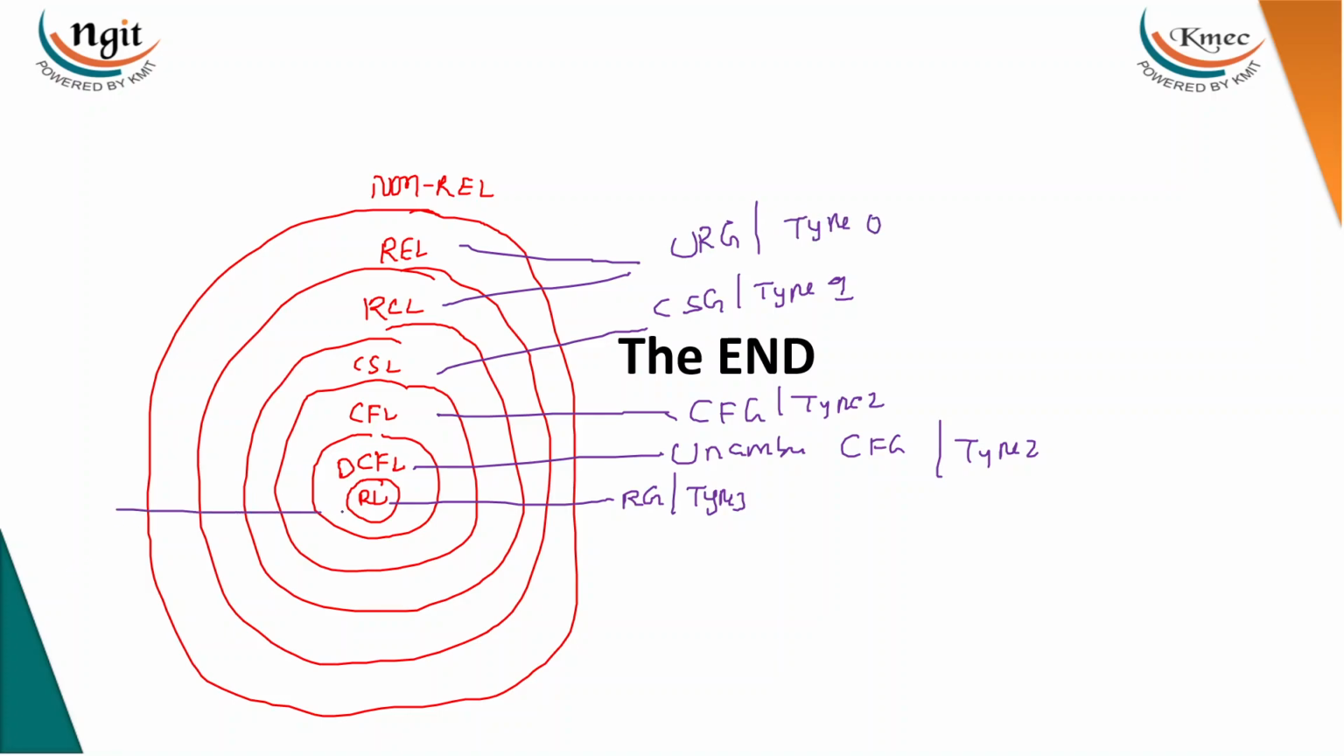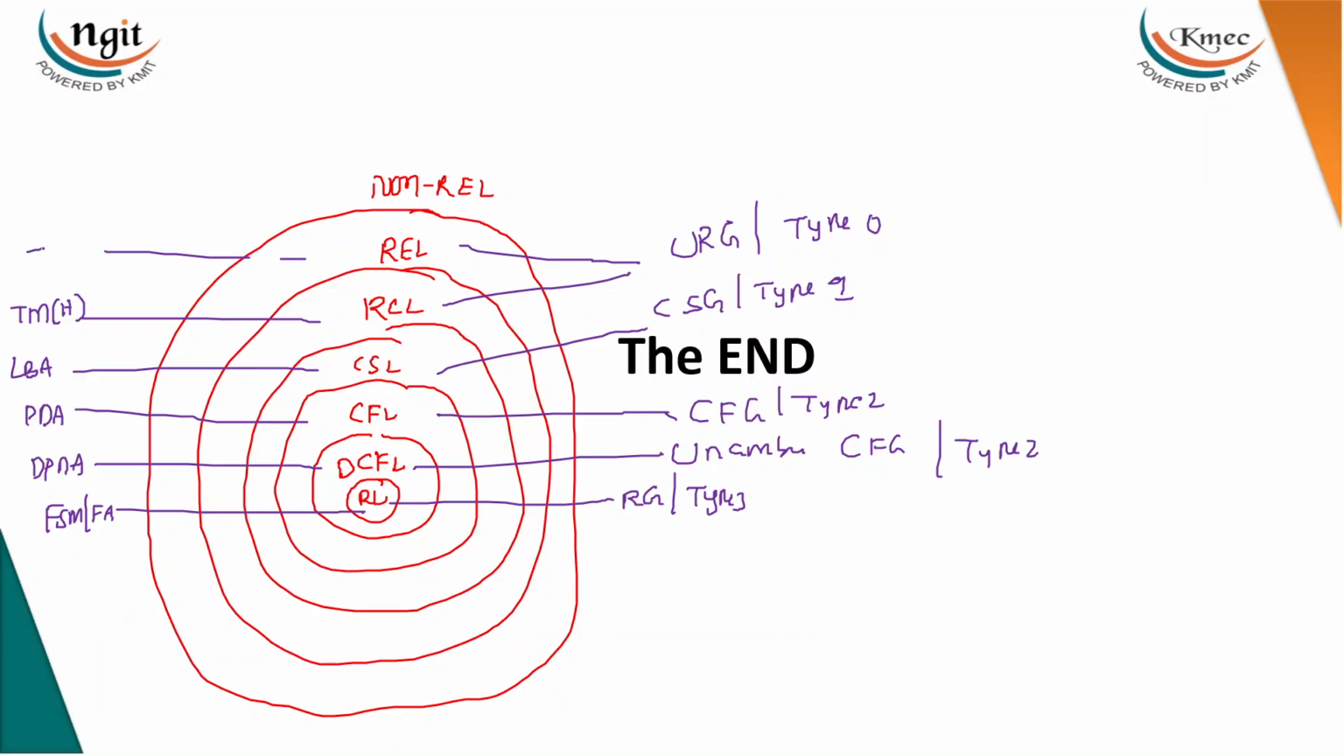And the machines: regular languages means finite state machine or finite automata. DCFL means deterministic push down automata. Okay, and CFL means push down automata. CSL means linear bounded automata, what we have discussed. Recursive language means Turing machine with halting. Recursively enumerable language means Turing machine. Non-recursively enumerable language means no Turing machine is possible, no machine.